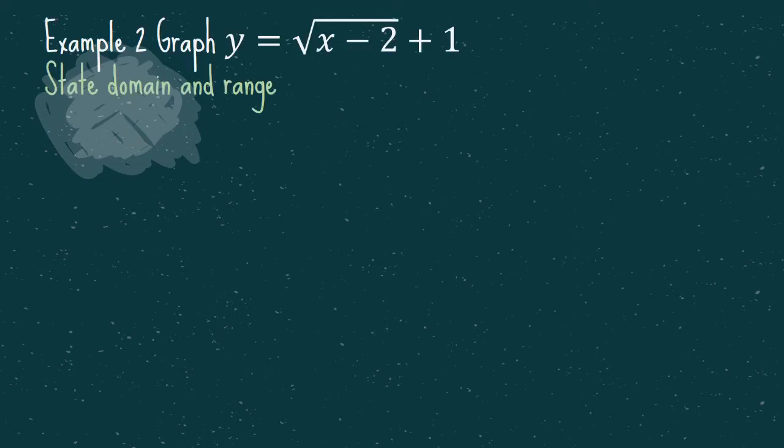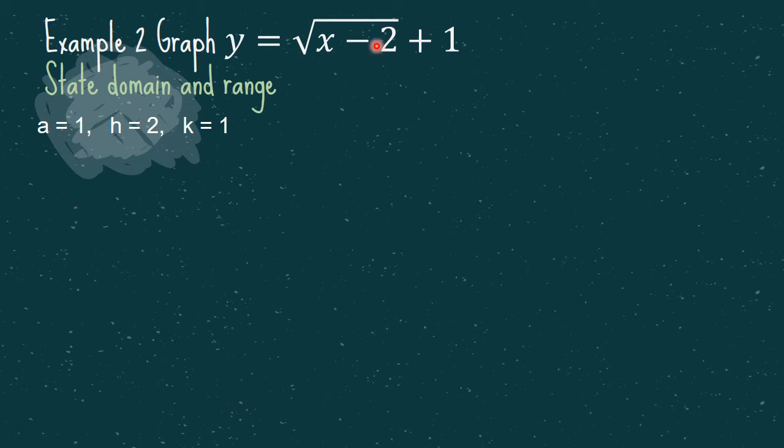Let's make an example. We can apply what we just learned. Let's graph the function y equals the square root of x minus 2, plus 1. And we're going to state also the domain and the range. So let's begin. In this function, the value of a is equal to 1. The 1 is the number in front of the radical symbol. It's an invisible number, so it's 1.